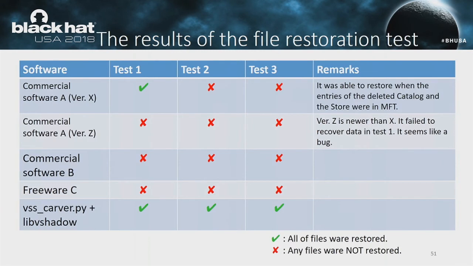Okay. So these are the results of the file restoration test. With commercial software A, we could restore all of the files of test 1. But we couldn't restore any files in other tests. In addition, with other software, commercial software B, free software C, and software A version Z, we also couldn't restore any files. On the other hand, our tools could restore all of the files in all of the tests.